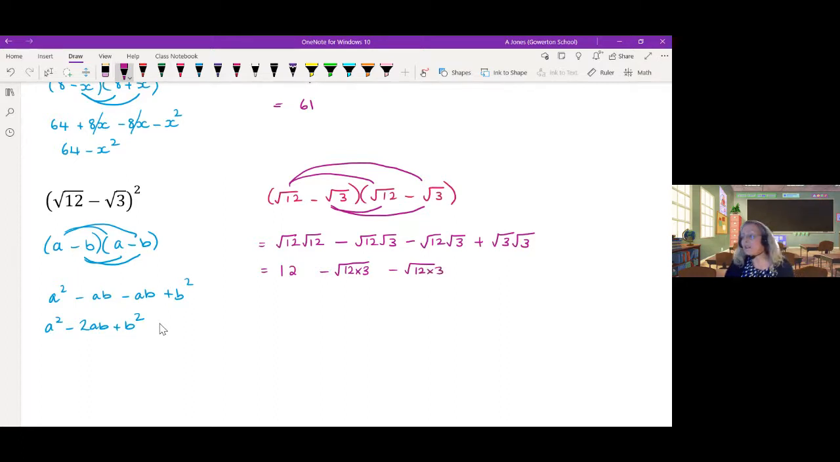So looking at this, I can see that this is going to work out quite nicely into whole numbers. And then root 3 multiplied by root 3 is 3. So I've got 12 minus, and this is the root of 36. So is this one. And then I've still got to add the 3. So this gives me, well, 12 add 3 is 15. And then root of 36 is 6. So this is minus 6.